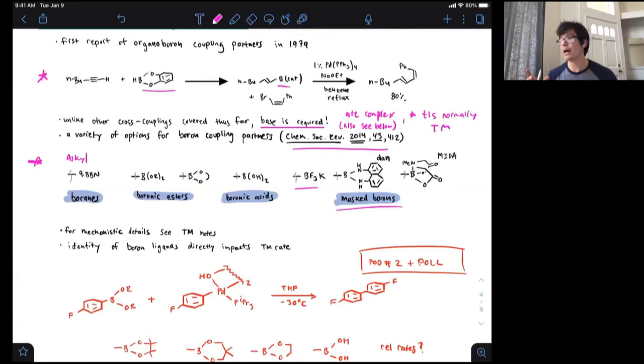And then there's these other interesting classes, the DAN and the MIDA groups, that are really more like boron blocking groups, boron protecting groups, almost analogous to how a silyl group works to protect an alcohol. These can protect boron and at least in most cases totally shut down reactivity. And then you can work it up with acid or something to cleave it off, and then now it's reactive. So this can be useful in a strategy that people have pursued called iterative cross-coupling, where you cross-couple, deprotect, cross-couple, deprotect.